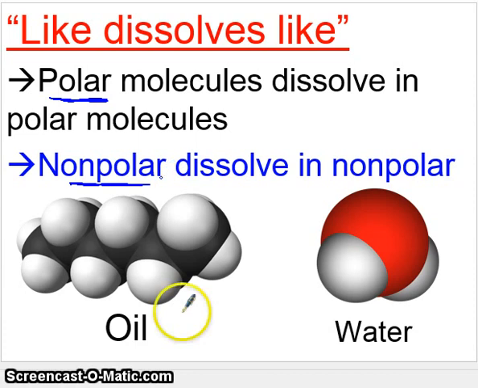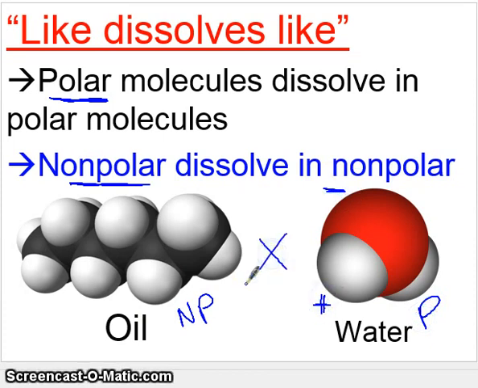In this case, oil is a nonpolar molecule. It's equal everywhere on both sides. Water is a polar molecule. It's unequal. There's a negative side, there's a positive side. This is what makes it polar. So that's why these two will not dissolve in one another.